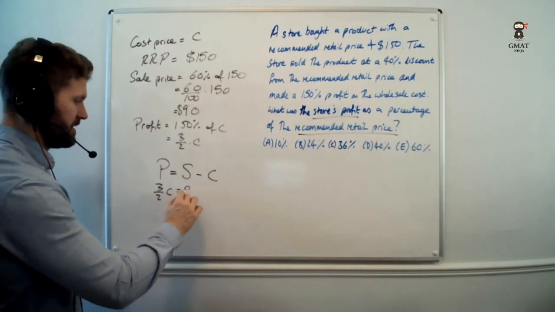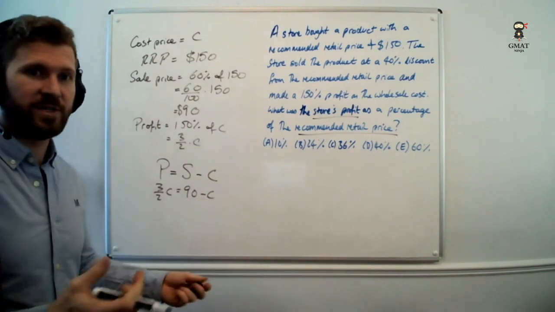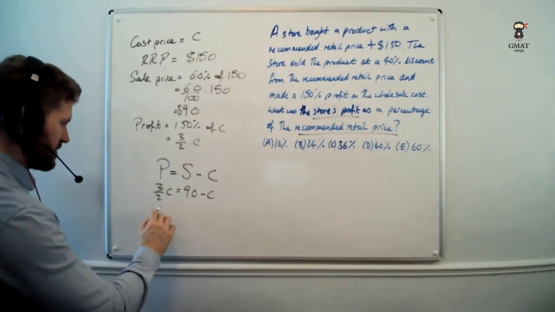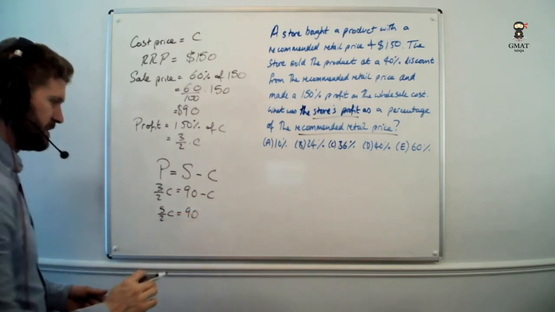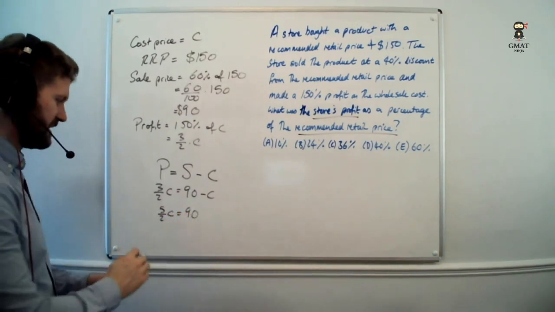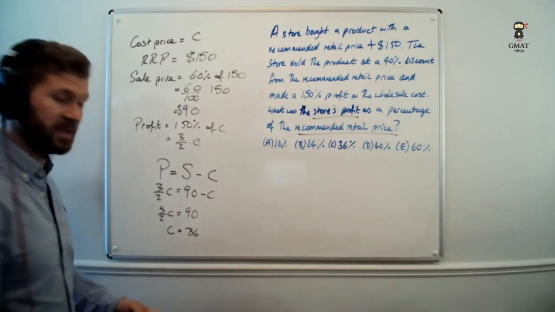The sale price, I already know that's 90. I don't know what the cost is. So now I've got an equation with just one variable in. I can use this to go and find C. So adding C to both sides will give me 5 over 2C equals 90. And calculating this value will give me that C is equal to 36.